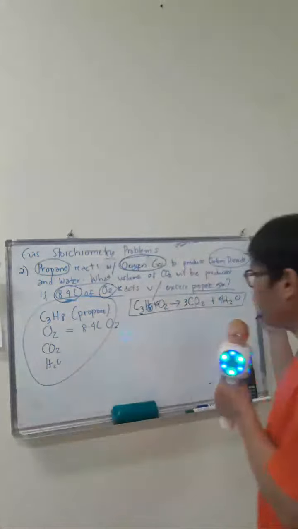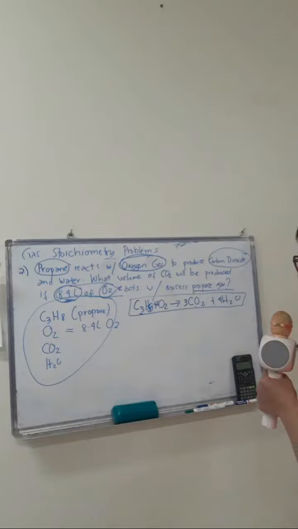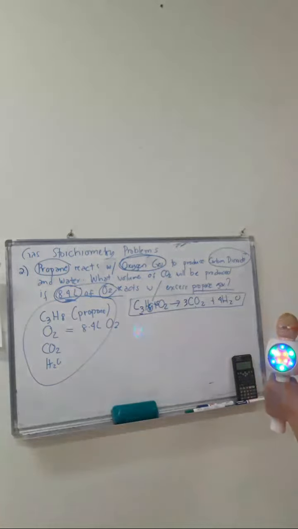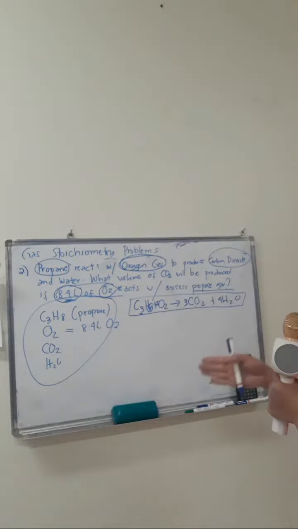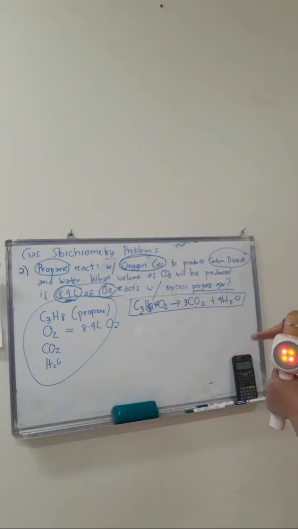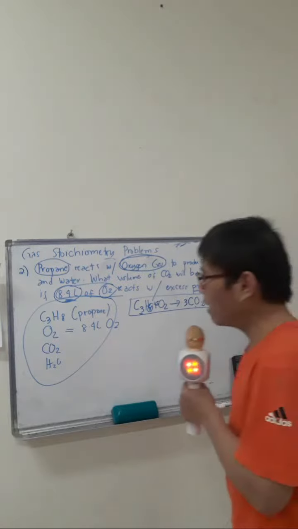Now, is this completely balanced or not? Then review, scrutinize one by one. Carbon atoms, left 3, right 3. Hydrogen, 8 on the left, 8 also on the right. And oxygen on the left is 10, and the total oxygen atoms in the product is 6 plus 4, which is equal to 10. Perfect. This is balanced already.